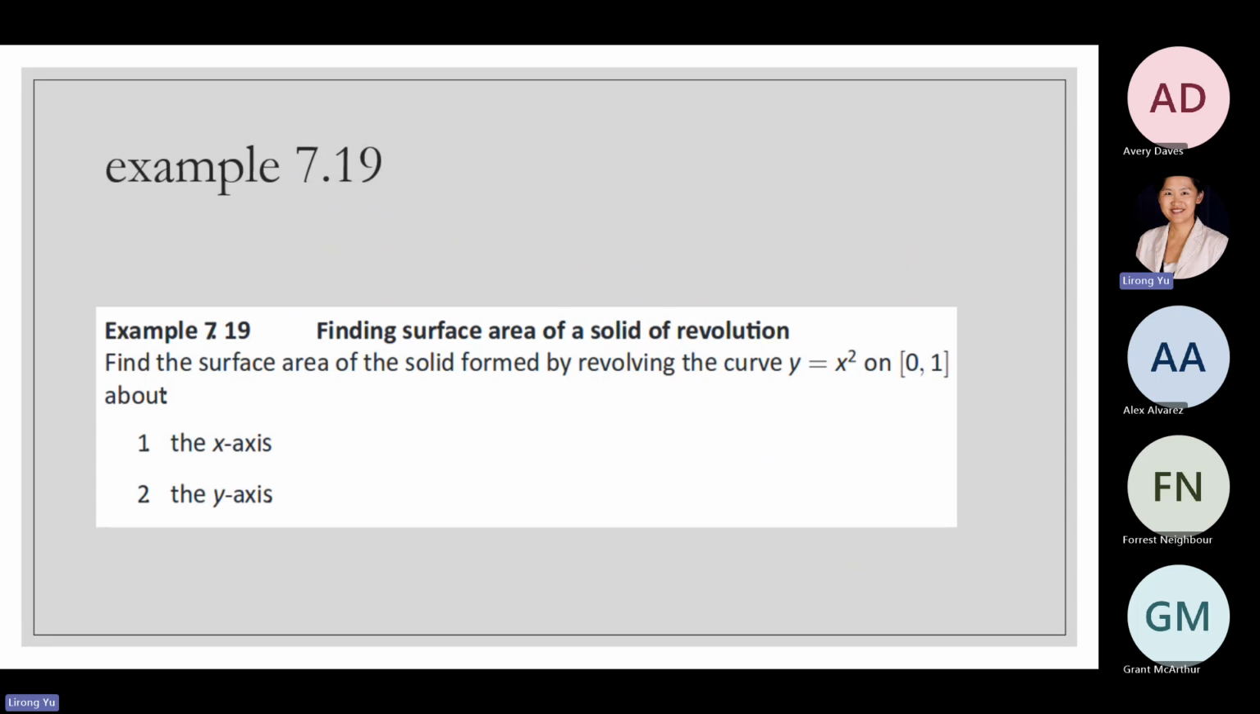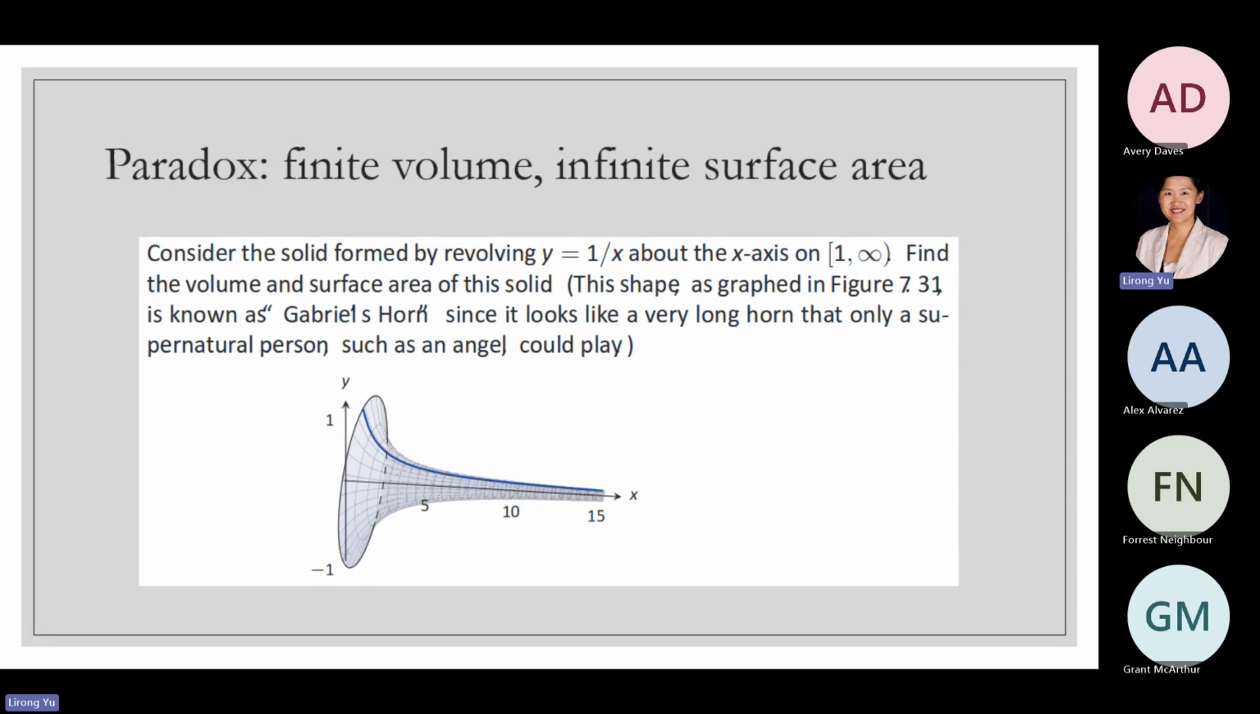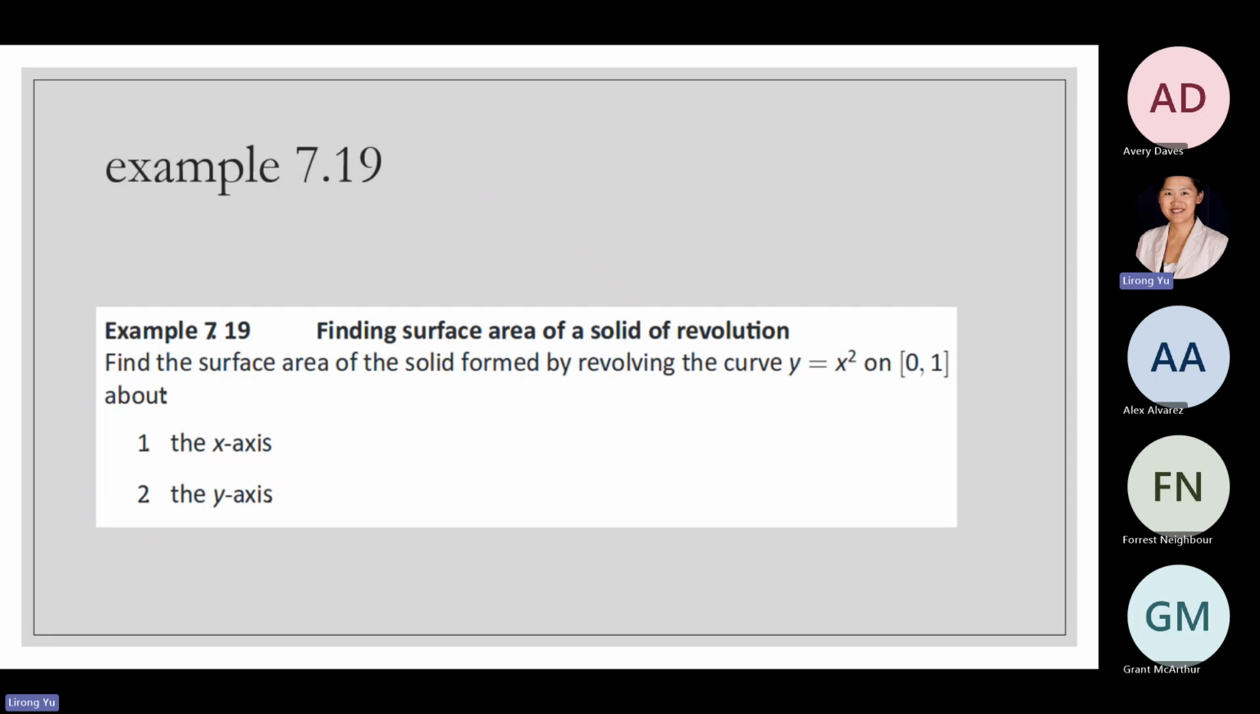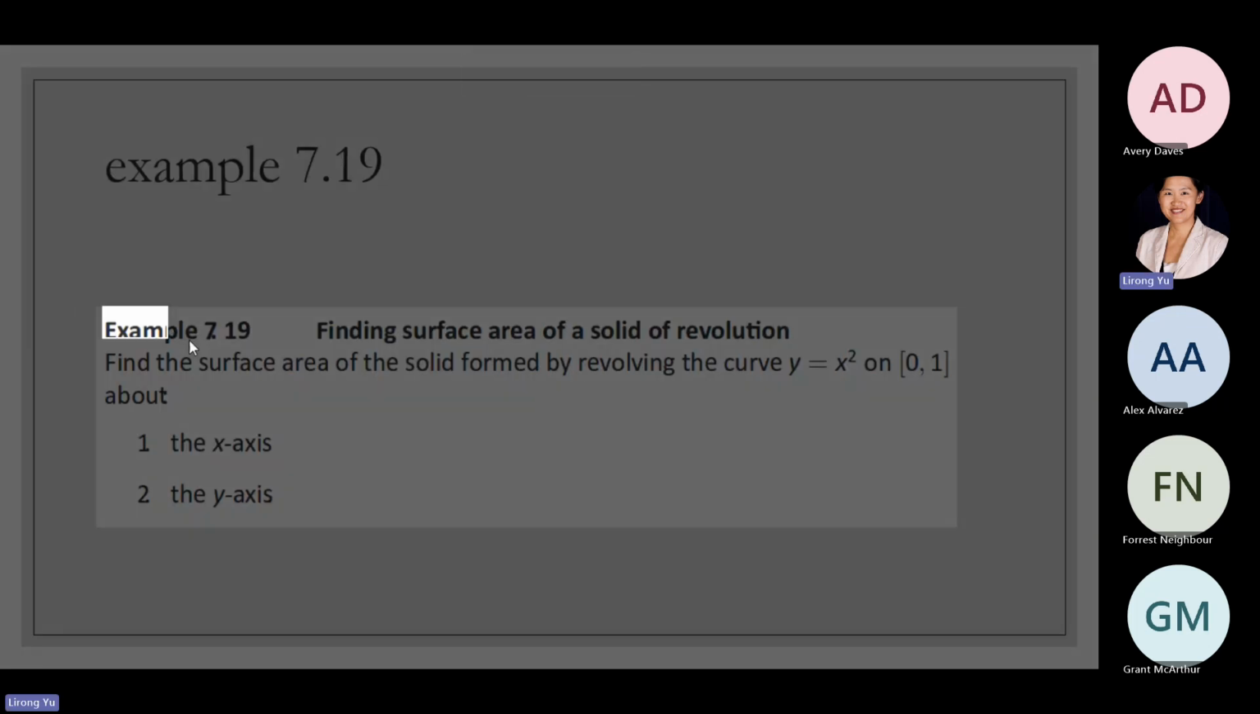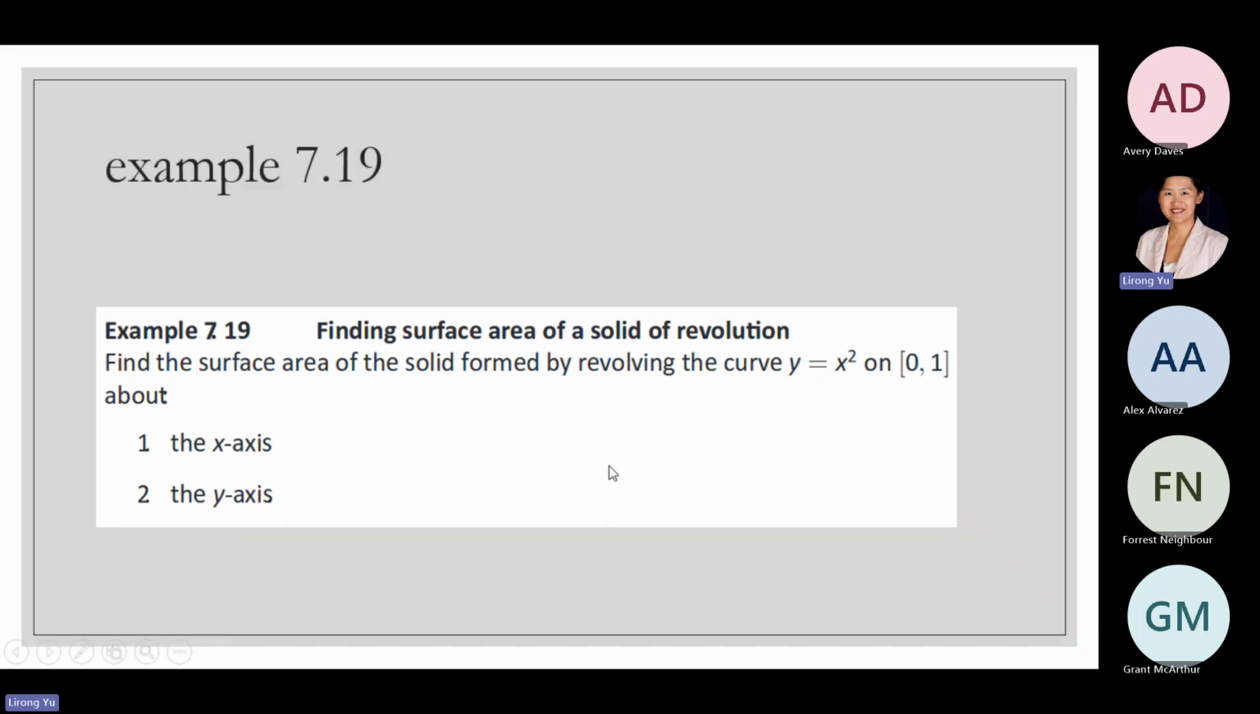Let's try this question to see if we're able to calculate it. As we mentioned, when you change your axis of symmetry, the calculation is different. The last question has an integration limit of infinity; we're probably going to skip that question because it was a paradox. So we're going to finish this one. At least we would have a finite answer to the surface area calculation. This is actually 2 separate questions for the axis of symmetry.